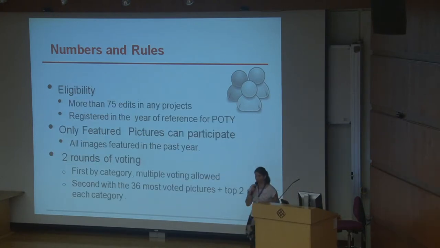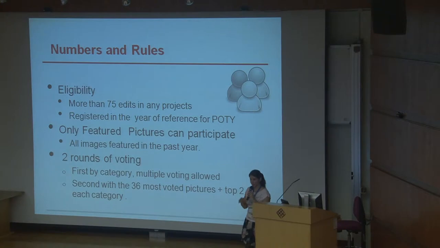Those are the rules, last year's rules. We make the rules every year, so every year is different. Those are last year's, so I'm not sure if they'll be the same this year, but they'll be something similar. You need to have 75 edits in any given project. It doesn't need to be Commons, doesn't need to be English Wikipedia. It can be simplified Chinese Wikipedia for all I care. You just need to have 75 edits somewhere and a single login account, because we need to actually verify that you have 75 edits somewhere.